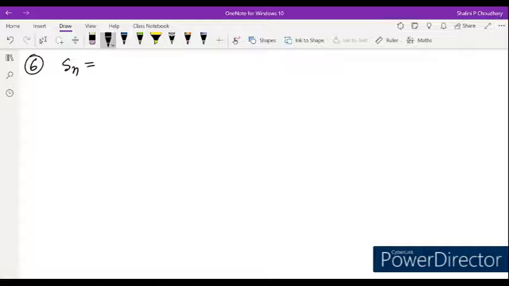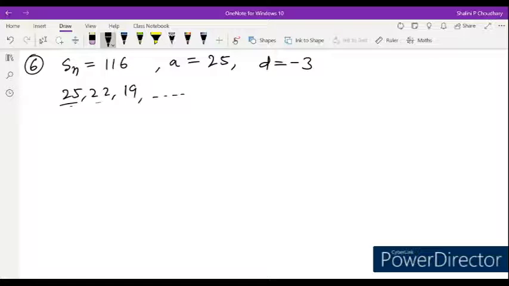of the AP 25, 22, 19 and so on is 116. That means the sum is 116. Now A is the first term, that is 25, and the common difference is 22 minus 25, that is minus 3. So d will be equal to minus 3. Now A is given, d is given, Sn is given.